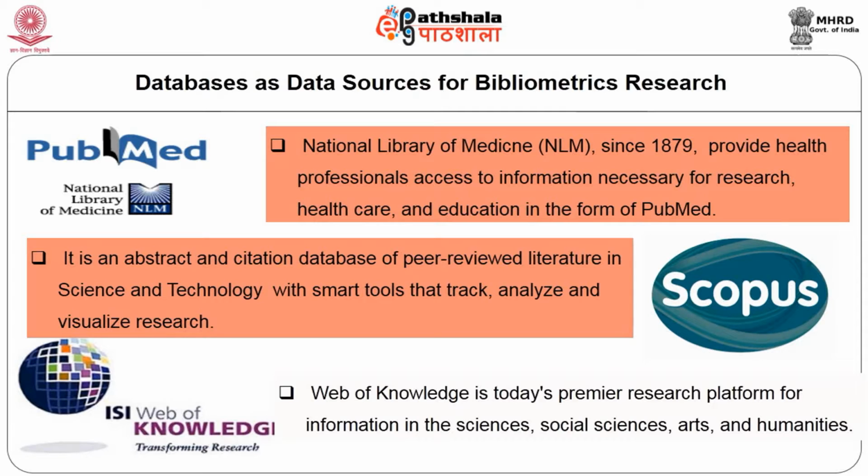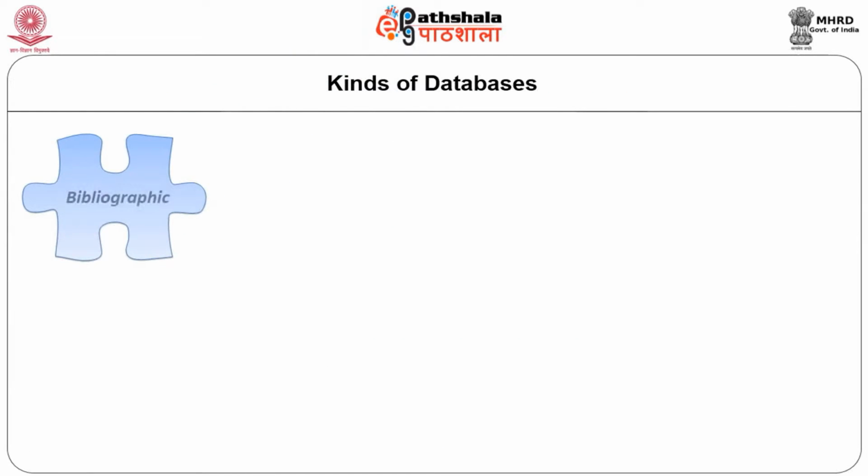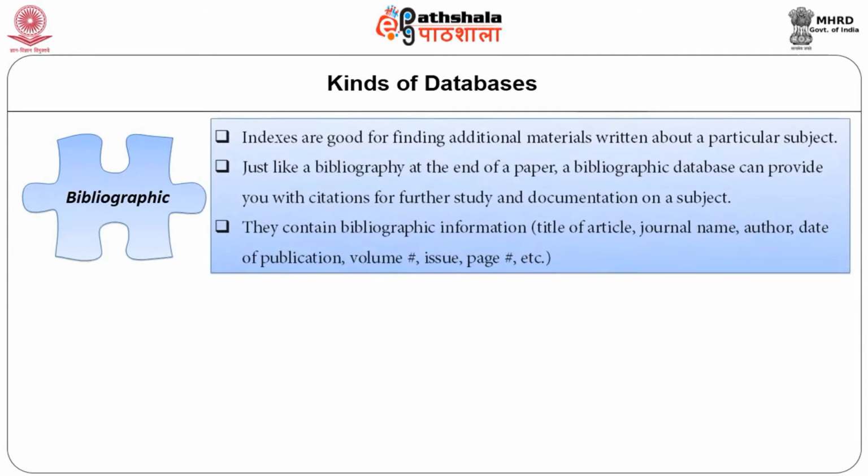As I said earlier, these data sources can be categorized into two categories. One is bibliographic databases and another one is citation databases. Let us try to understand the subtle difference between these two. Bibliographic databases or indexes are good for finding additional materials written about a particular subject. Just like a bibliography at the end of a paper, a bibliographic database can provide you with citations for further study and documentation on a subject.